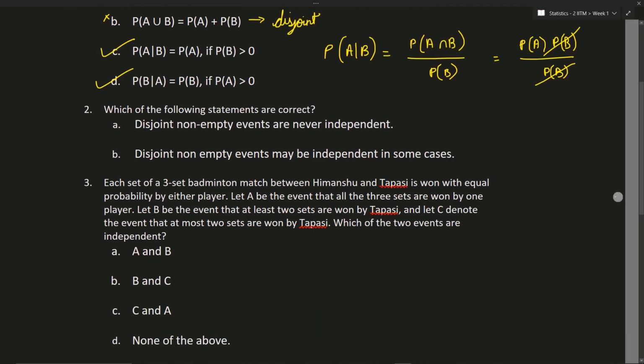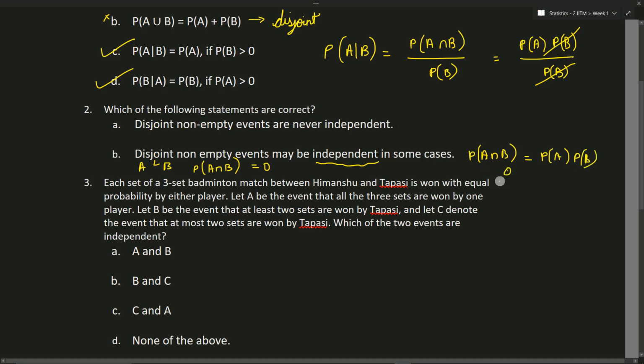Okay, so second one, which of the following statements are correct? Disjoint non-empty sets are never independent. Disjoint non-empty sets may be independent in some cases. So what about disjoint sets? If A and B are disjoint sets, what about P of A intersection B? This is always 0, right? So this cannot be independent. Why? Because for independence, P of A intersection B has to be P of A into P of B. But we already know that this is 0, while this has some value, so they will not be equal. So this option is wrong, only this option is right.